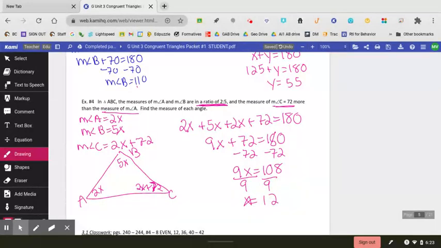Now that I know x equals 12, I need to find all my angles. So the measure of angle A is 2 times 12, which is 24. Measure of angle B is 5 times 12, which is 60. And the measure of angle C is 2 times 12 plus 72. So that's 96.